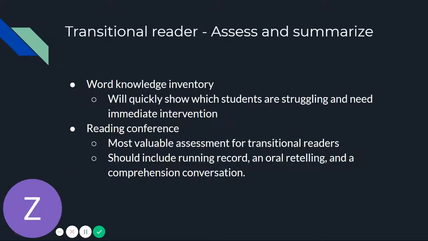So when we're assessing these readers, there's two main assessments that we will use for this, and the first one is the word knowledge inventory. This assessment is just a list of words for students to spell, and research has shown that analyzing the ways students spell provides insight as to how they decode and read words. So this just tells us which students are struggling and which ones need immediate intervention.